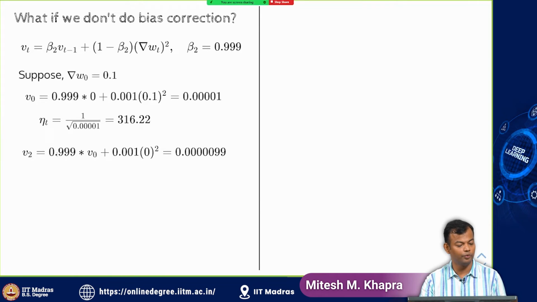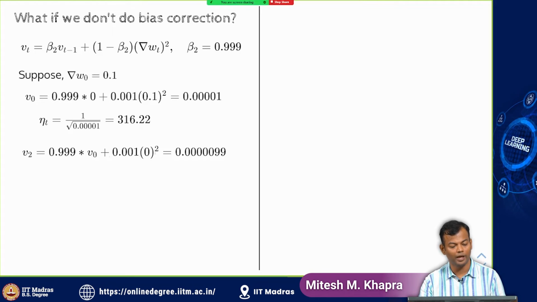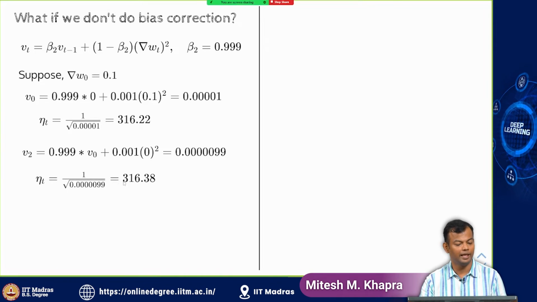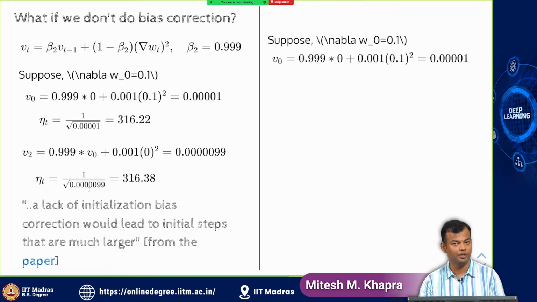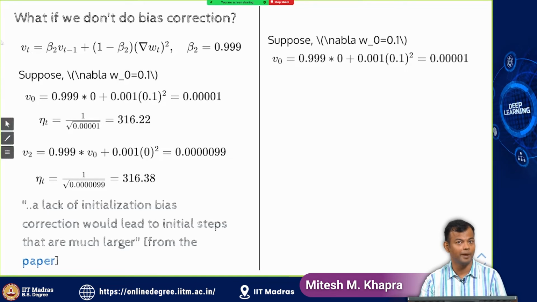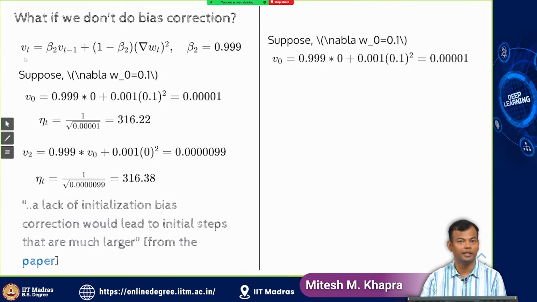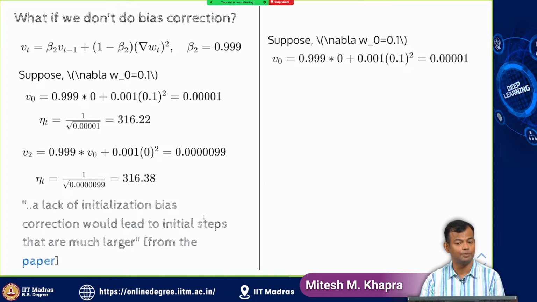Now let's see what V2 would be. V2 would be 0.999 times V naught plus 0.001 times 0 squared, and that would give me this quantity, okay? And that is again a reasonably high learning rate, right? So what we are seeing is that in the absence of bias correction, I just took Vt, I did not take Vt hat, please note that. So in the absence of bias correction, as the paper says, your initial steps could be very large because your initial learning rate would be very high.